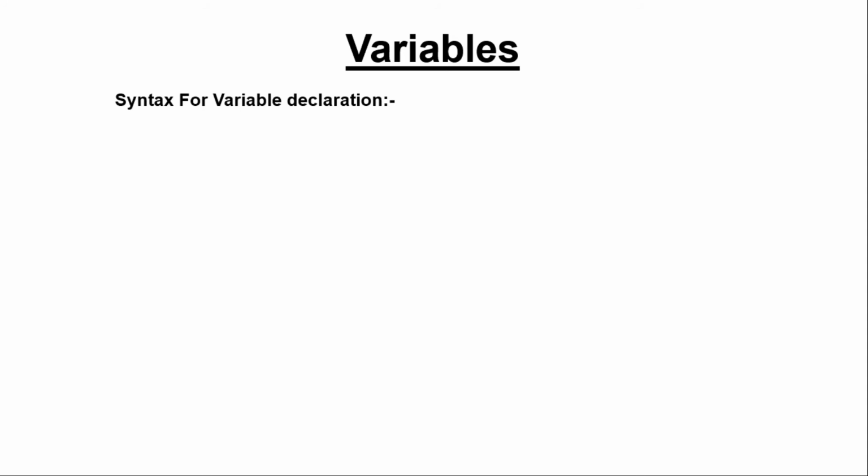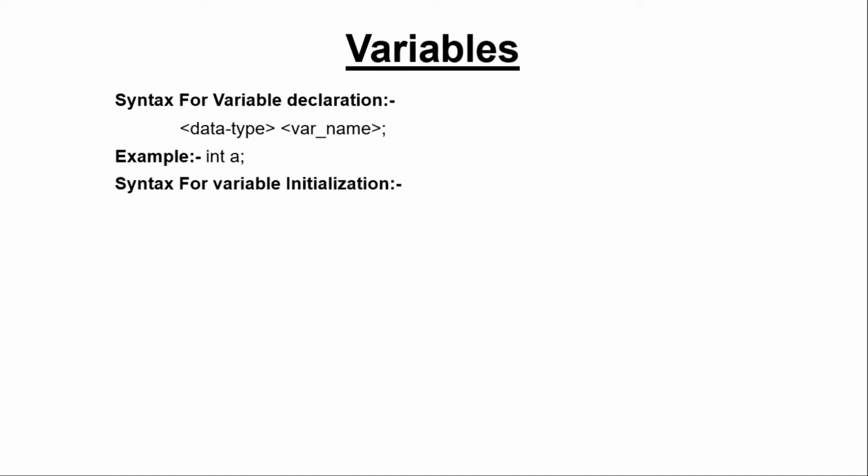Syntax for variable declaration: how you declare a variable is data type and variable name. If you haven't seen my data type video tutorial, you can go to my description box and check out that video for a better understanding of what a data type is and how we can use it. Now let's see an example of this. int a: here int is the data type and the variable name is a.